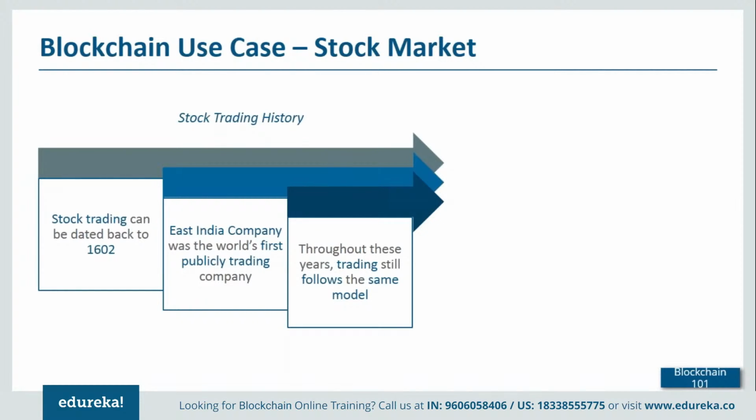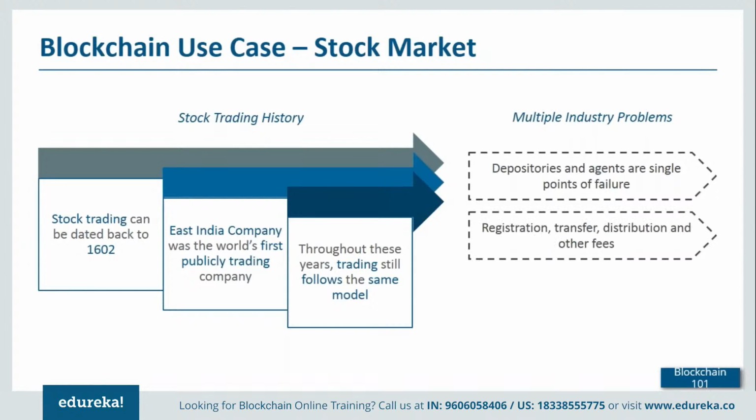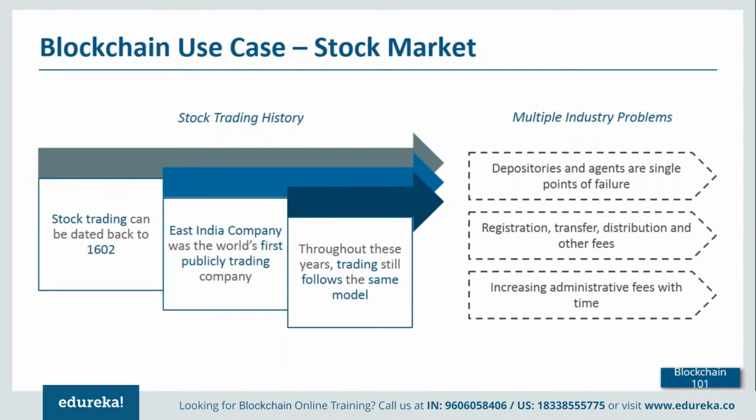Now talking about the issues with the current system, there are depositories as well as agents. Now these points of contact themselves are failing, because we always hear of certain frauds happening between agents. There are instances where you cannot completely trust them, or even certain organizations as well. Apart from that, the registration, transferring of stocks as well as distributions, everything involves a certain fee associated with it. So every transaction that you perform has a separate transaction fee attached to it. Finally, there's also the administrative fee that comes with it, which is always growing. Now, if you have worked with stocks, then I'm quite sure that you are familiar with all these challenges as well.